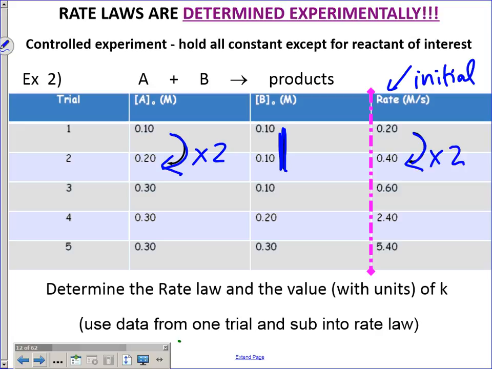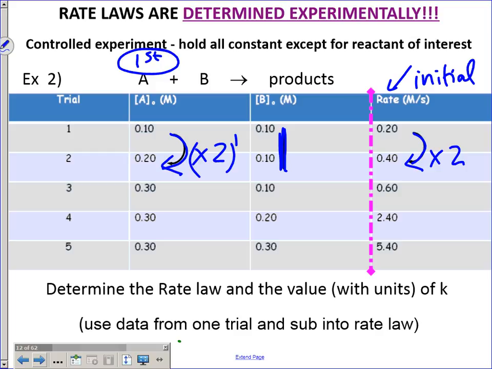So from that mathematical relationship, you can say A to some power being doubled causes the rate to be doubled. So what is that power? 1. So what have you just discovered? A is first order, based off data. Got it? All right, so we chose B to be constant for this particular instance. Let's go ahead and choose another constant. You guys tell me what you want to do.